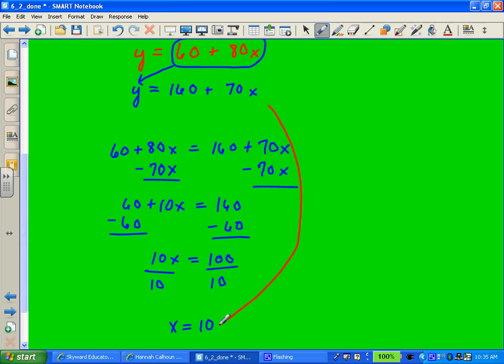So I know, first of all, that it's going to take 10 months before the cost is the same. Now I also have to figure out y, because the y represents the cost. So I'm going to take my x value, plug it back in up here. So that's going to give me 160 plus 700. So that cost is going to be $860. So my answer would be 10 months and then $860.